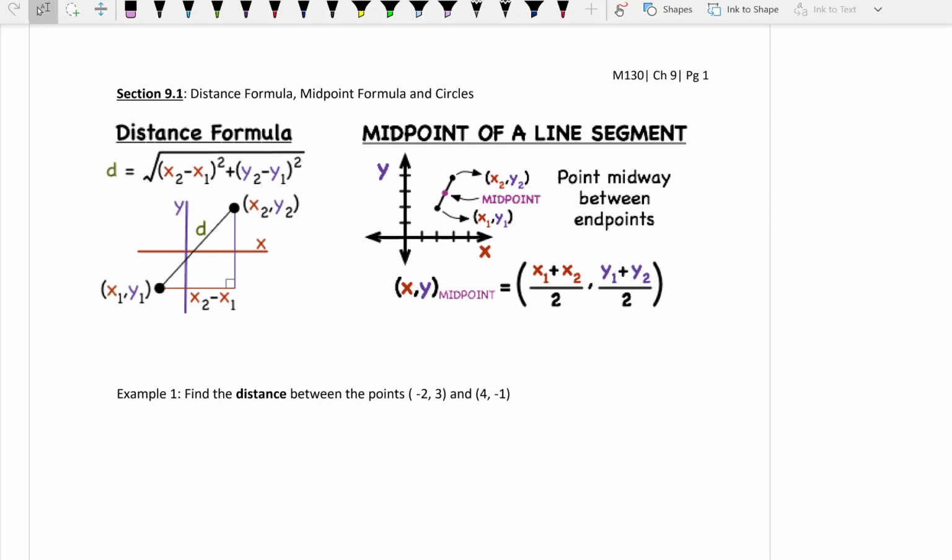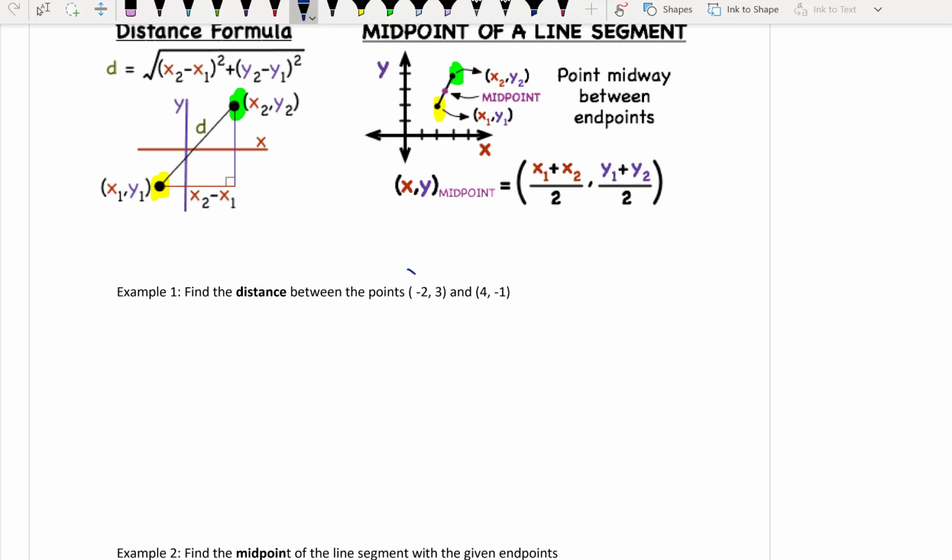So for the distance formula, you have two different points on the graph, and you want to know the distance between them. Versus if you have the midpoint formula, you have two different points on the graph, and you want to know the middle between those 2 points. So midpoint you can think as the middle. Okay, so for example number 1, it specifically is asking us to find the distance.